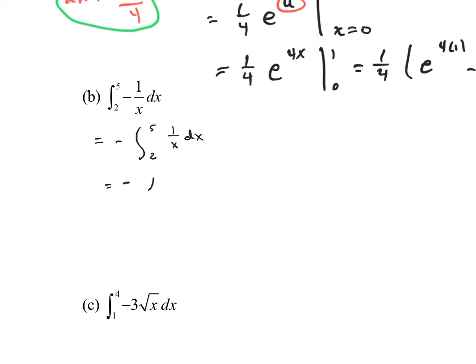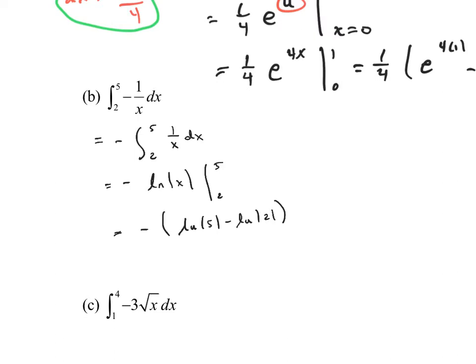So this would be the natural log of the absolute value of x evaluated from 2 to 5. So no u substitution. I don't need to worry about writing that x equals on my limits of integration. It's perfectly fine. So what is this? This would be negative, and then you would have the natural log of the absolute value of 5 minus the natural log of the absolute value of 2.